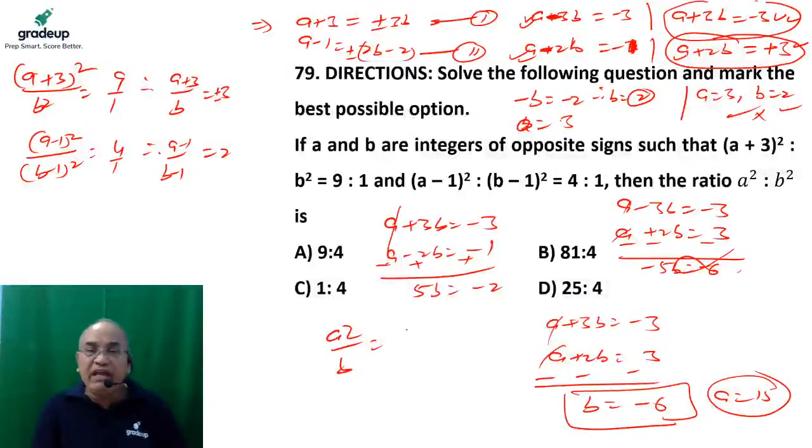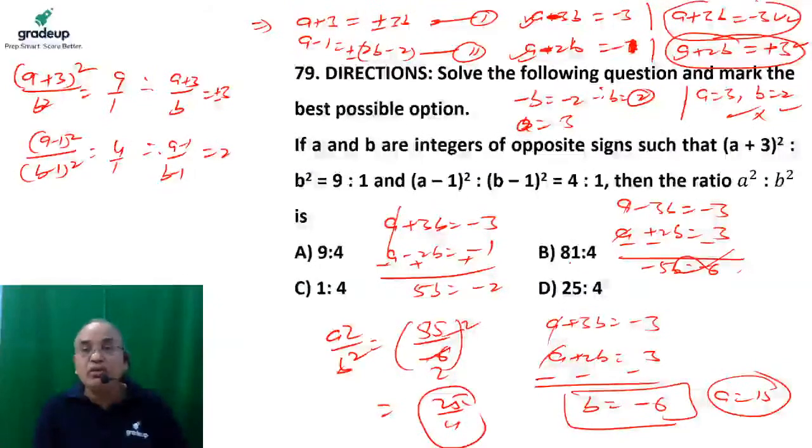What is the value of A? It is nothing but 15. And what is the value of B? That is nothing but minus 6, whole square. A square upon B square can be calculated, 3 2s, 3 5s. It is nothing but 25 upon 4, the answer of this question. So the right answer is D, which is 25 upon 4.